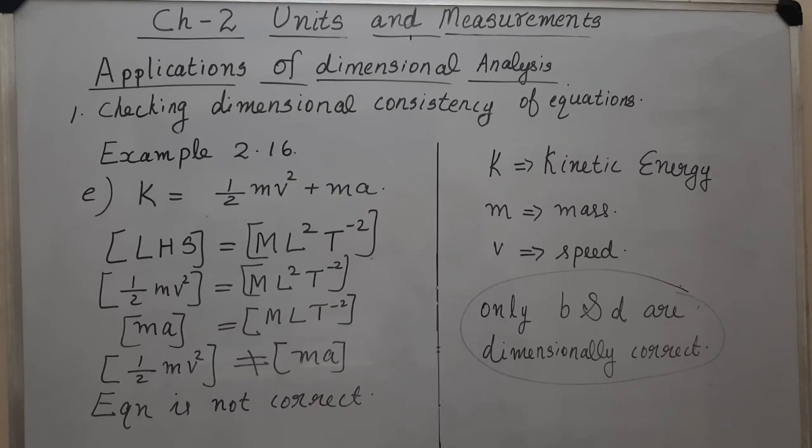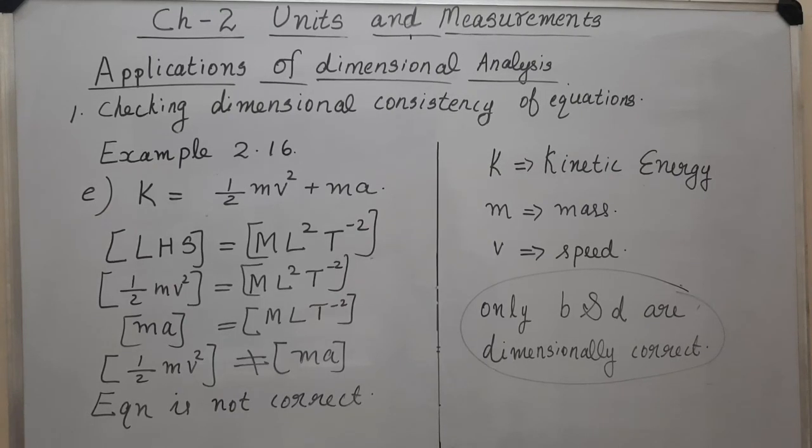So of all the 5 equations given, only B and D are correct. The rest 3 are incorrect. Then among B and D, we know only B is physically correct. D is dimensionally correct, but physically it is not correct. So that was the first application of dimensional analysis, checking the correctness of given equation.